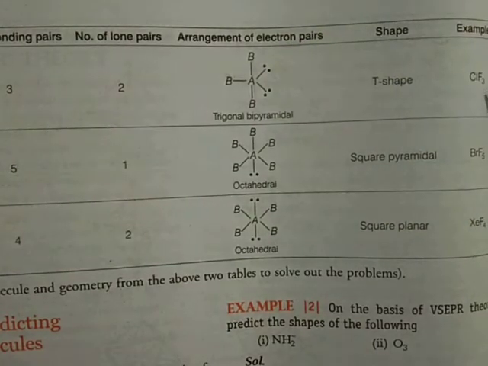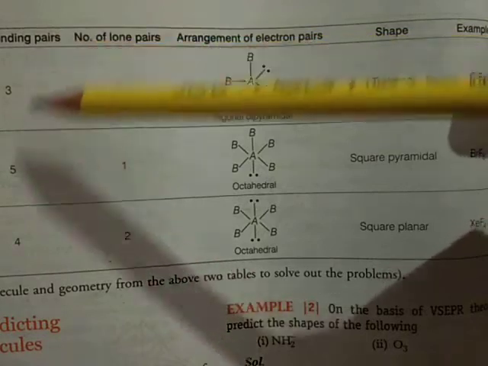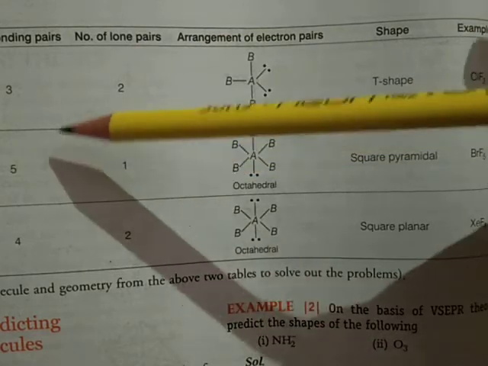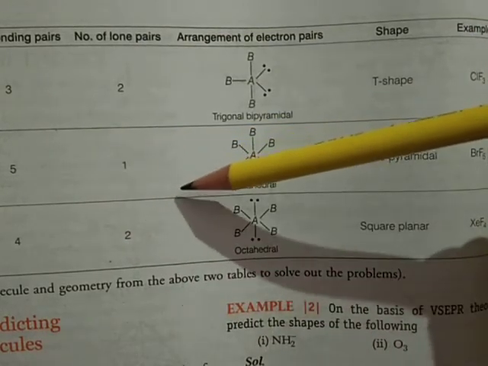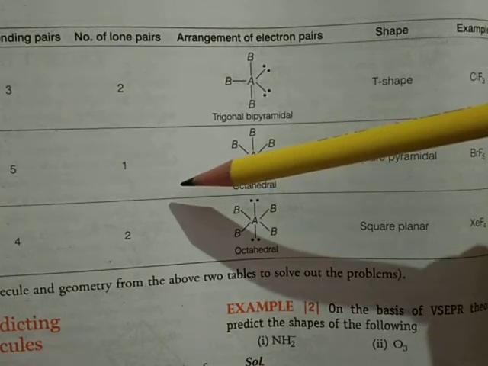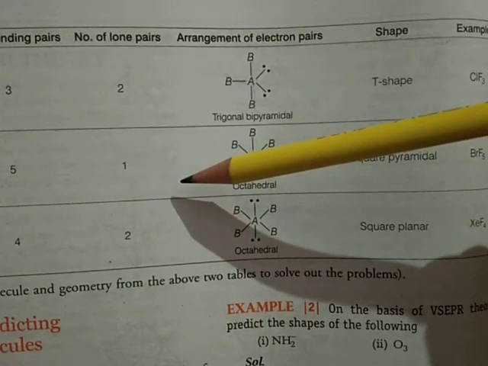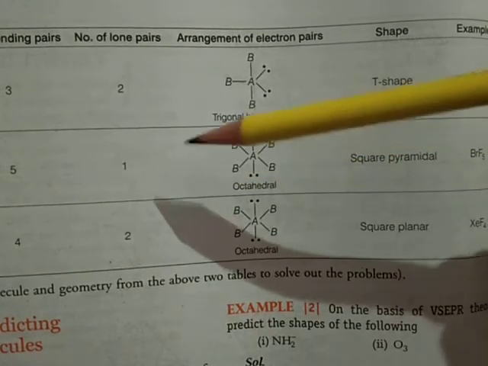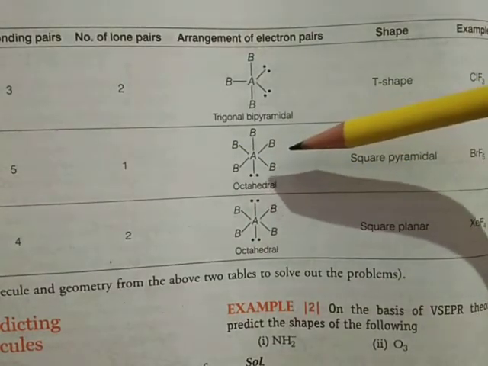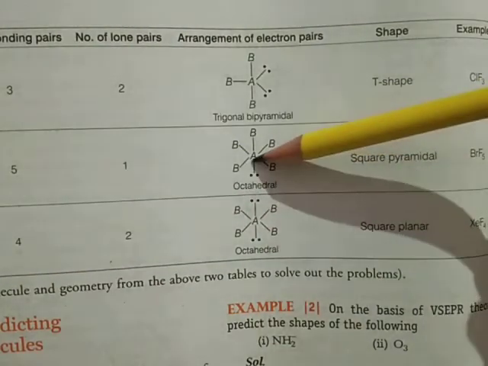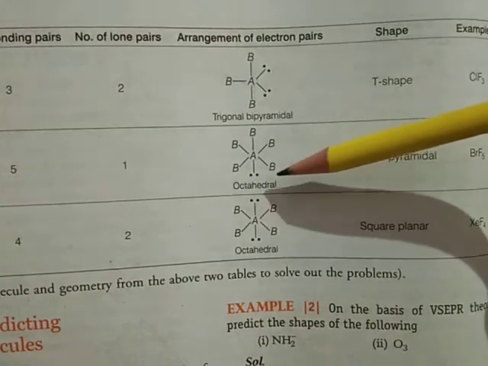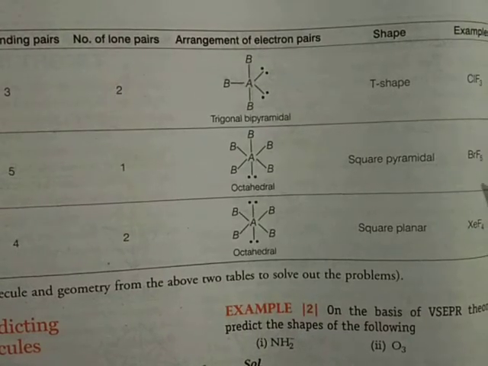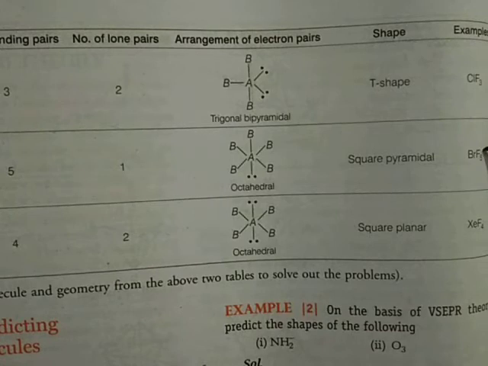Example is ClF3. Now, next, if the bond pairs are 5 and the lone pair is 1, then 5 plus 1 is 6. 6 has hybridization sp3d2, because 1s, 3p and 2d, total is 6. 6 has octahedral shape, but due to the one lone pair its shape is distorted and it will be square pyramidal. Here the example is BrF5.